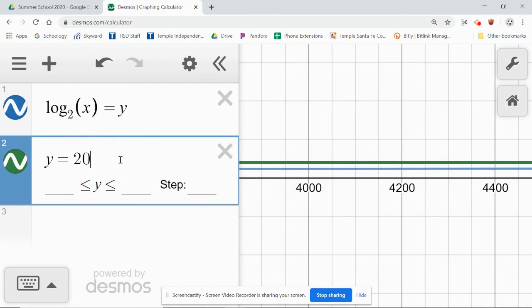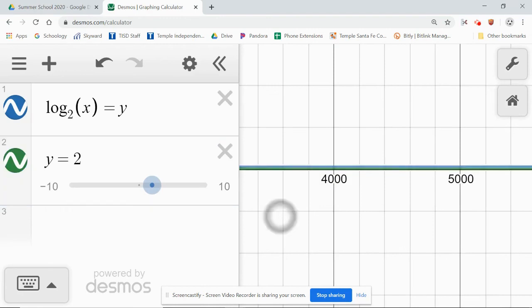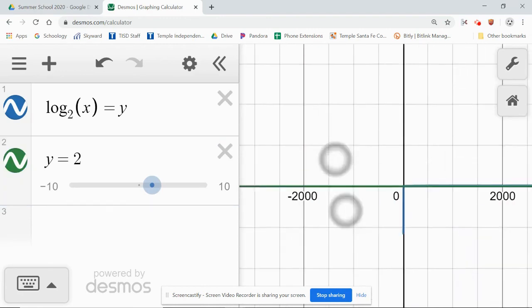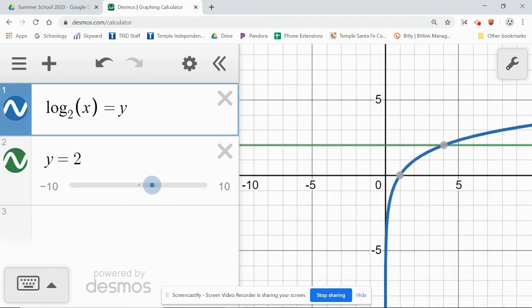If we're wanting to make it a little easier, let's make this 2. So log base 2 of x, and you'd find where they cross. So at 4, x is 4, y is 2. So the answer to log base 2 of 4 equals 2, or log base 2 of x equals 2, x is 4. So that would be how you do it.